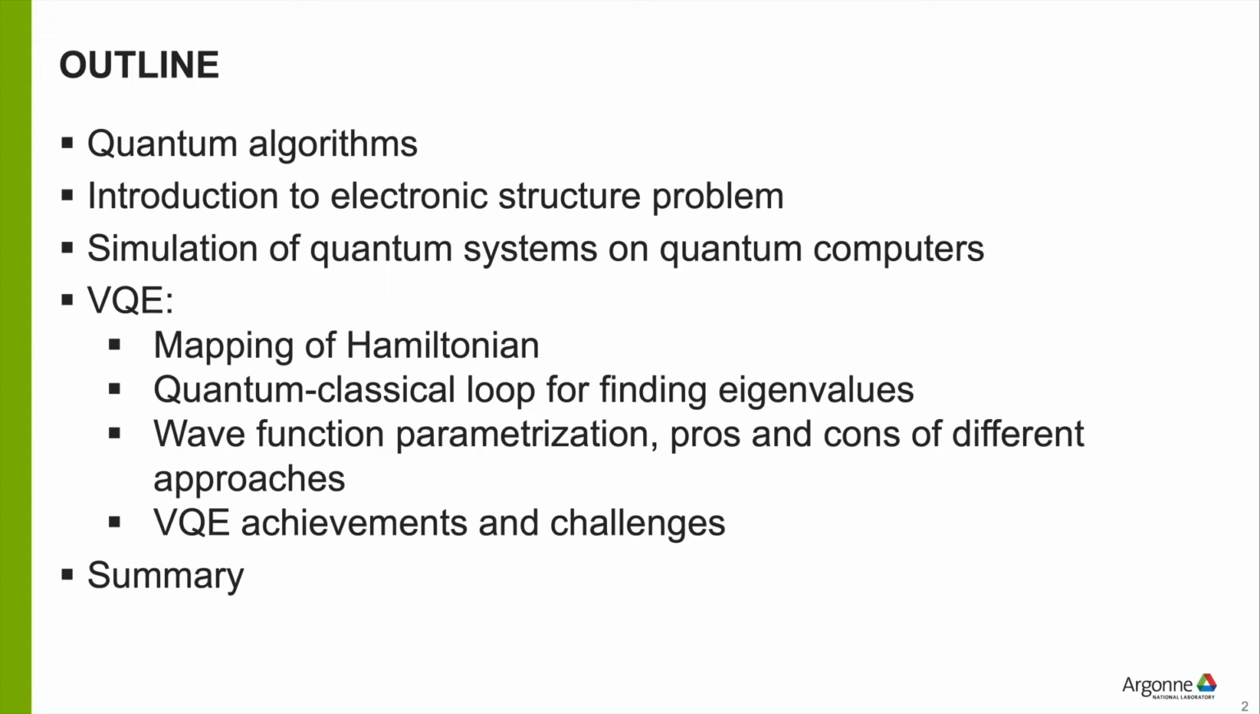And then we'll get to the actual variational quantum eigensolver, which involves the following parts, where we map the Hamiltonian from classical to a quantum computer, and we have the quantum-classical loop for finding eigenvalues of that Hamiltonian. We parameterize the wave function to represent it on a quantum computer. And in the end, I'll talk about the main VQE achievements and challenges.